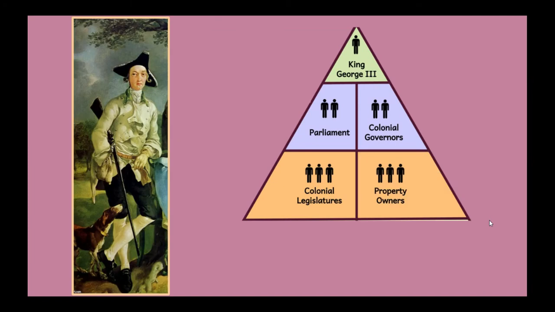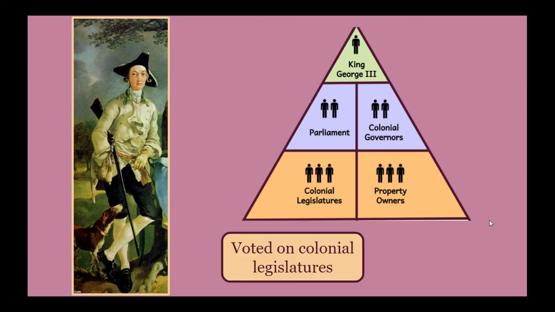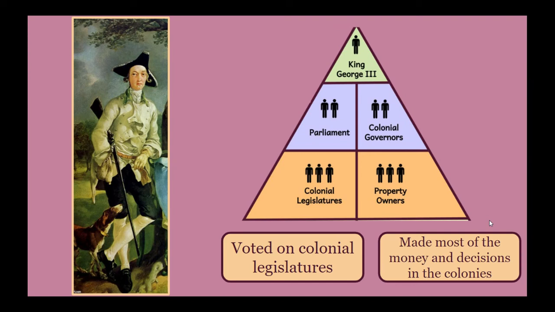Our next group on this level is property owners, like this man you see here. This is going to be your large landowners, or maybe a small farmer, or maybe somebody who owns his own blacksmith shop in town. These people get to vote on who is in the colonial legislature. Only white male property owners had the right to vote in the colonies, and they got to choose who made their laws in the colonial legislatures. They make most of the money and political decisions in the colonies, these property owners.